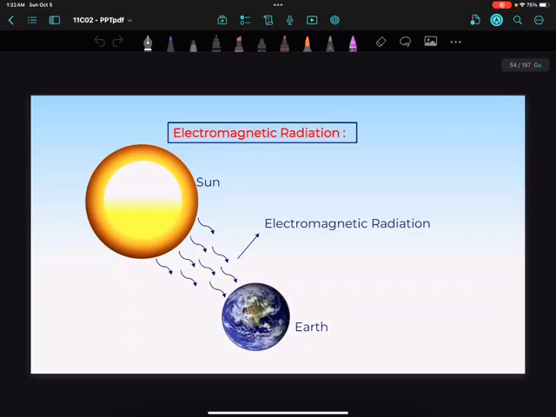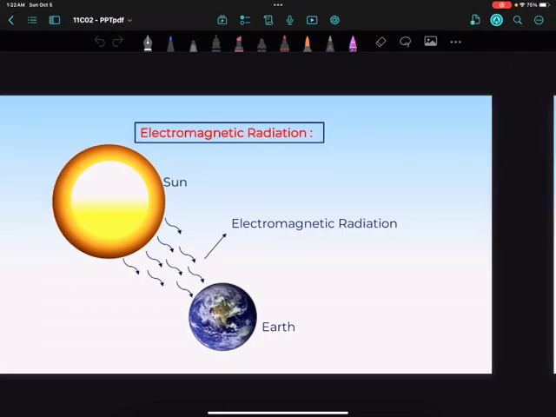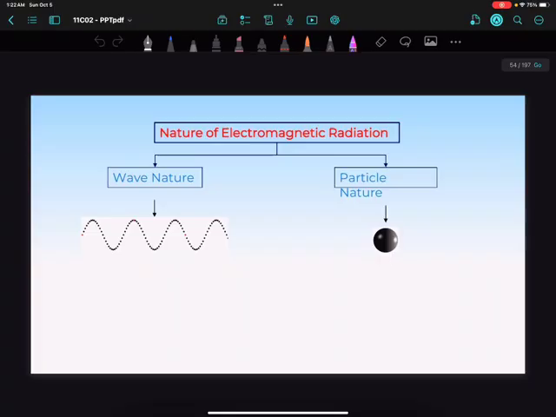Thus, we can compare it with a live example in our nature: when the sun emits electromagnetic energy on earth, we can feel the heat. It is nothing but electromagnetic radiation. Now talking about the nature of electromagnetic radiation, the radiation is of two types, the wave nature and the particle nature. Now talking about the wave nature, it consists of a sinusoidal wave.